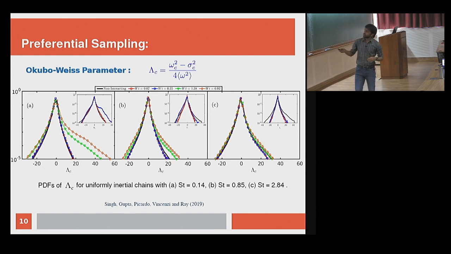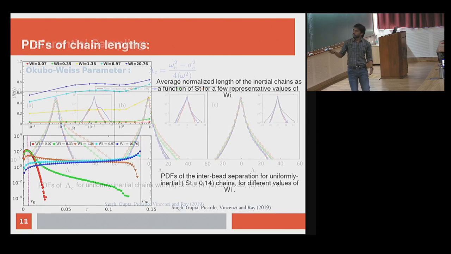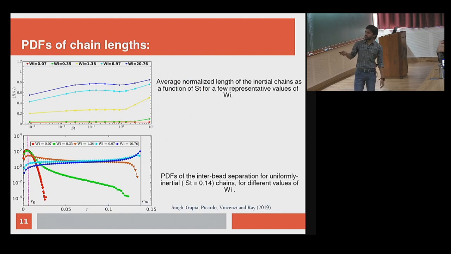But when I increase the Weissenberg number to 0.35, the chains are now extensible and they are getting pulled into the vortices. So now we have a much more positive bias for this PDF of lambda c for heavy-headed chains. But I'll skip this in the interest of time. We have similar explanations for this and this plot also. All these things that I said were because the chains were actually extensible.